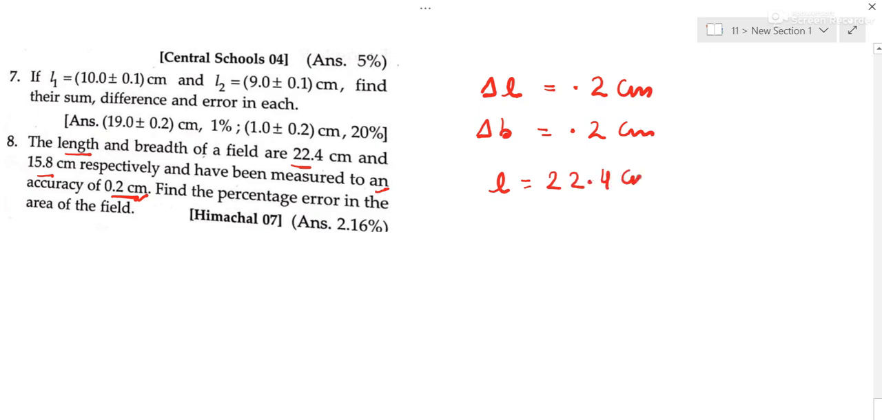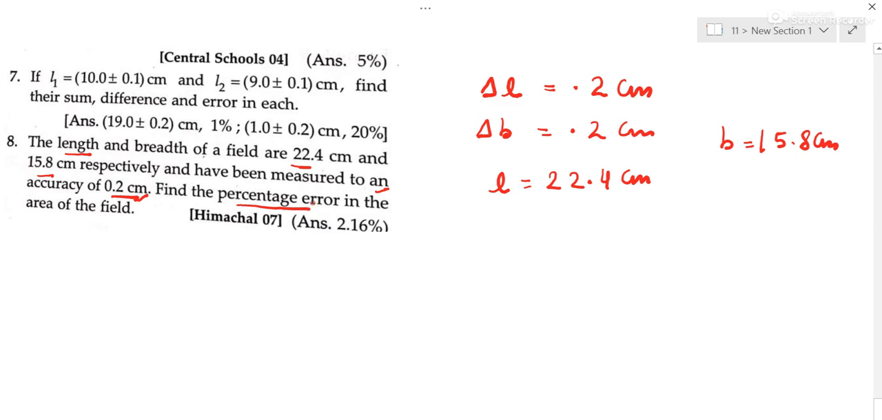Let us see this numerical. Length and breadth of a field are this and this, measured to an accuracy of this. So this is error in length also and breadth also. So error in length is this only, 0.2 centimeter. Error in breadth is also 0.2. Now main values have been given. You can see 22.4 of length. And for breadth it is 15.8.